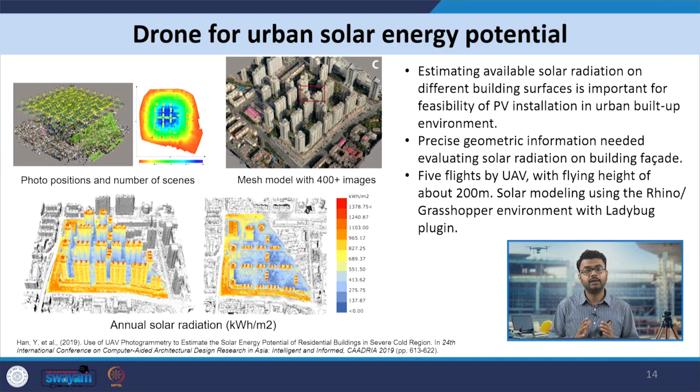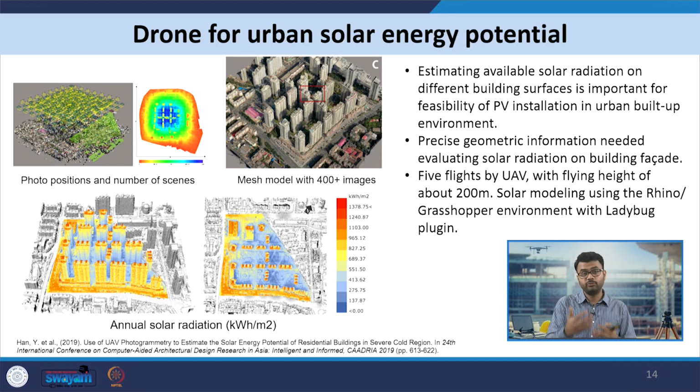Estimating available solar radiation on different building surfaces is important to estimate the feasibility of solar photovoltaic cell installation in urban built up environments. And for this, precise geometric information is needed to evaluate solar radiation on various building facades.